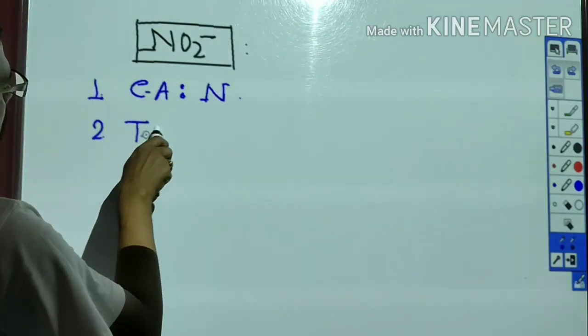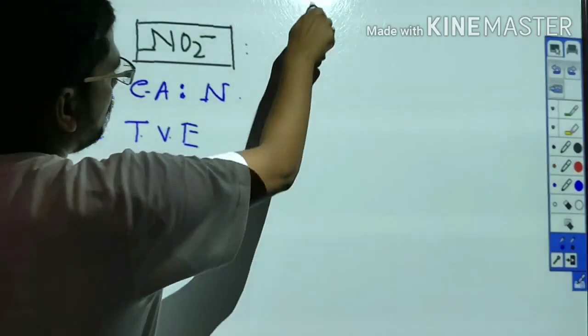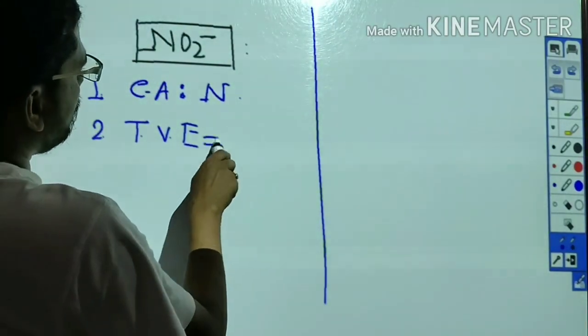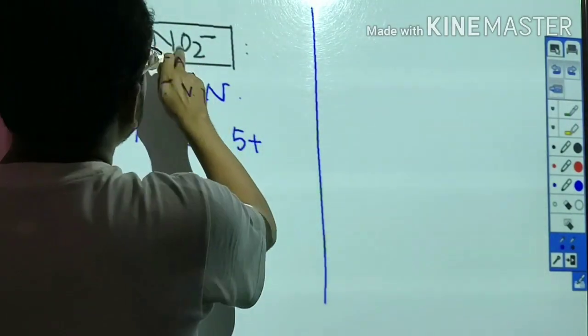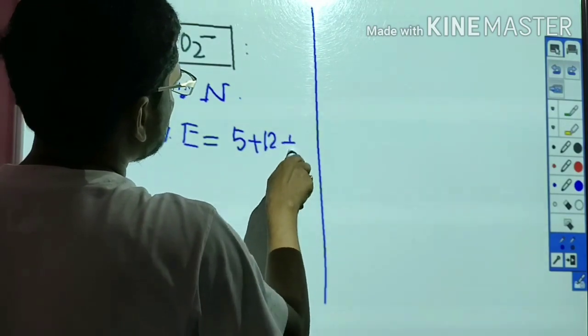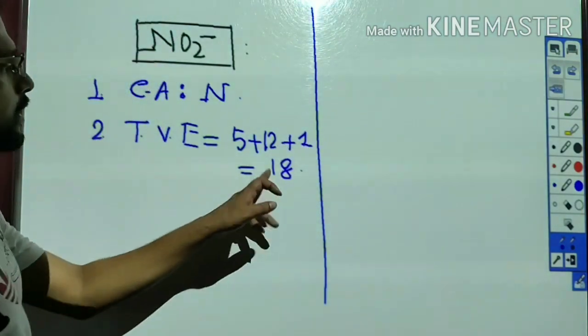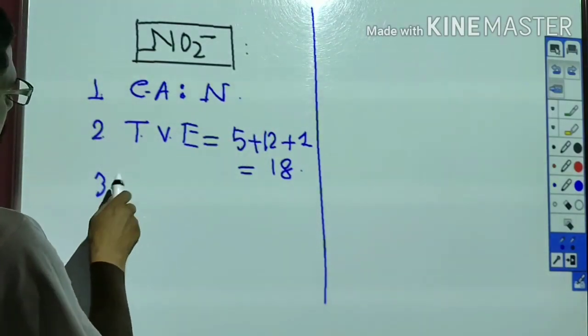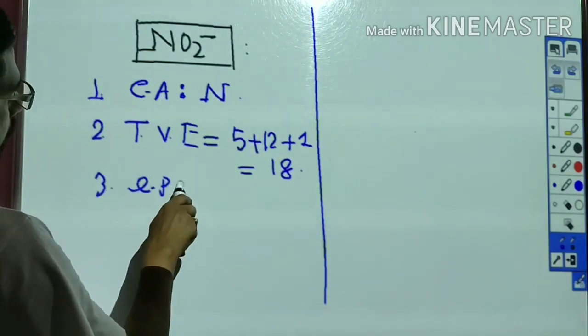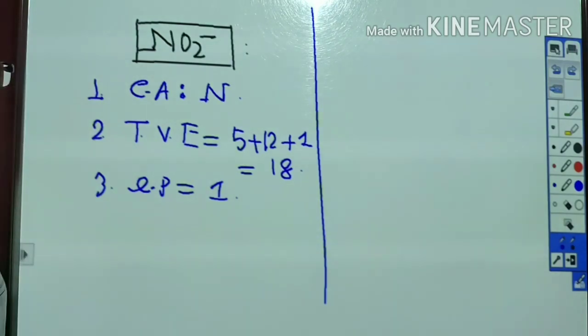Total valence electron: 5 plus 2 times 6 is 12, 5 plus 12 is 17, plus 1 is 18. 18 means one lone pair of electron. You just calculate from the formula, so lone pair of electron equal to 1.